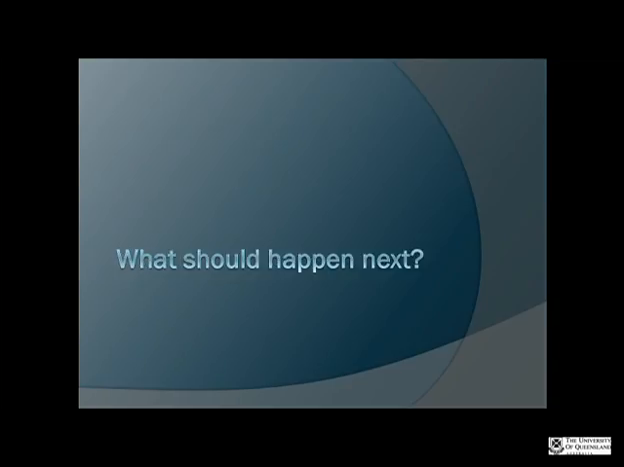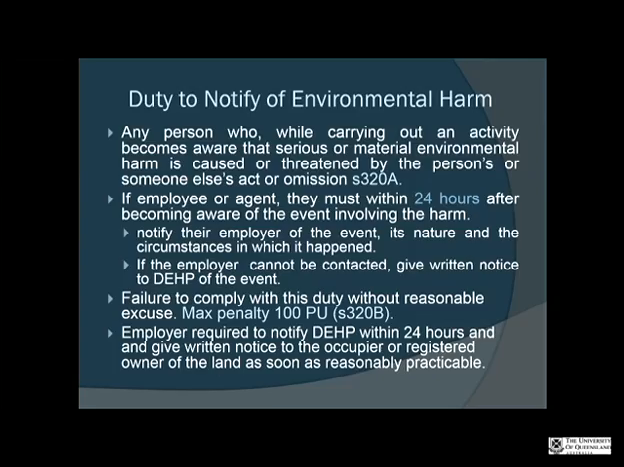I just want to talk about what should happen when the contractor became aware on site that this was happening. You've heard me mention a few times the need for prompt attention and a prompt response in terms of being cooperative with the Environmental Protection Agency. The legislation has a duty to notify of any environmental harm. If a person is carrying out an activity and they become aware that they've caused serious or material environmental harm, or that someone else has done it either through their act or omission, so either by doing something deliberately or failing to do anything to avoid it, if they're an employee, they've got 24 hours after becoming aware of the event to notify their employer.